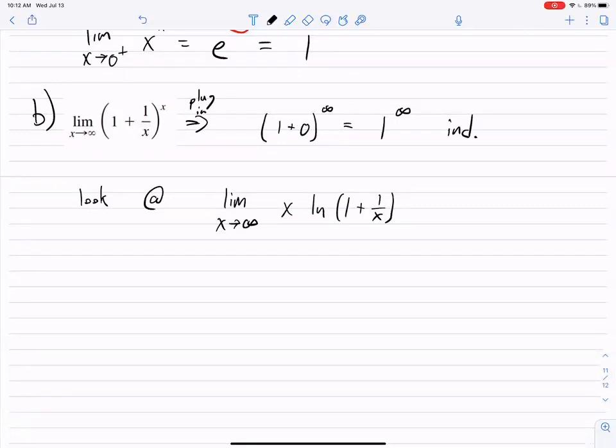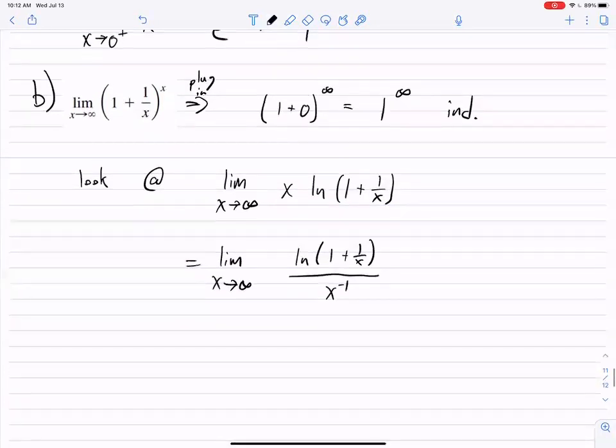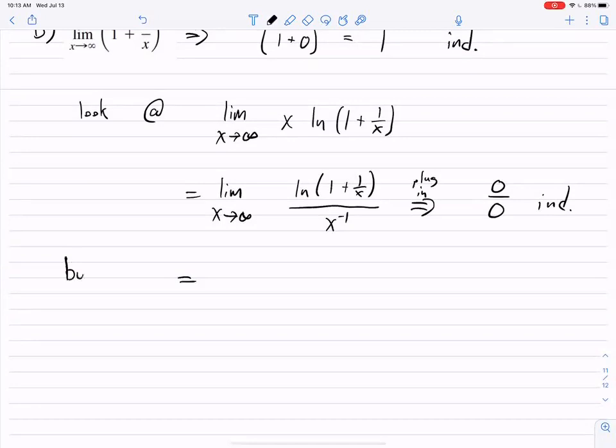And I'm going to rewrite this because I know that that's going to go to infinity, and this is going to go to 0 because it's going to be ln of 1. So I'm going to rewrite this as the limit as x approaches infinity of ln of 1 plus 1 over x, over x to the minus 1. And then that, if you plug in, is 0 over 0, indeterminate. And so by L'Hopital's rule, we can take the derivative. This becomes 1 plus 1 over x to the negative 1 times the derivative of that, which is negative x to the negative 2.